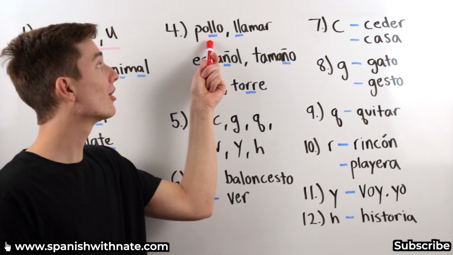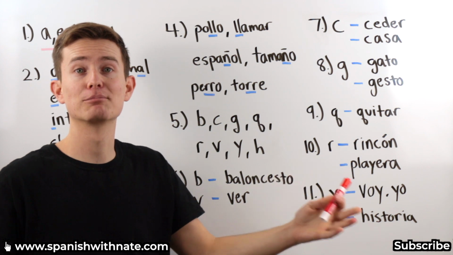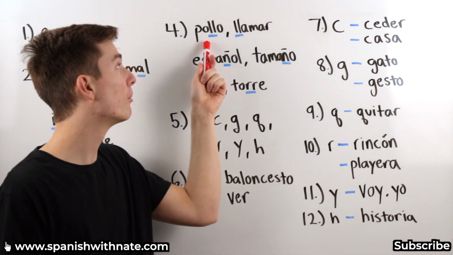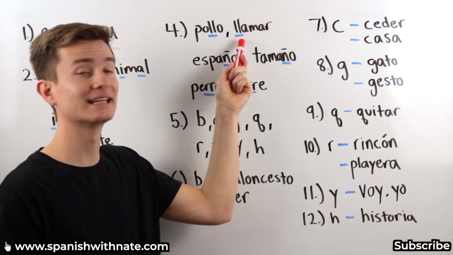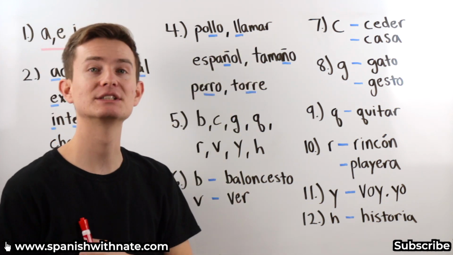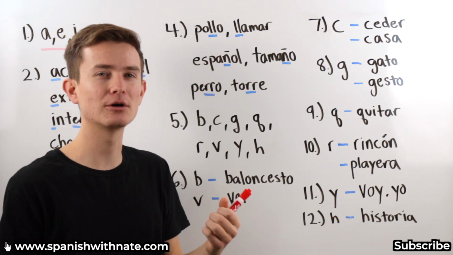Here are double L's right here. Pollo. You've heard of El Pollo Loco, right? Pollo. This makes a Y sound. Llamar, meaning to call. Pollo, yo. Notice that yo, the Y.